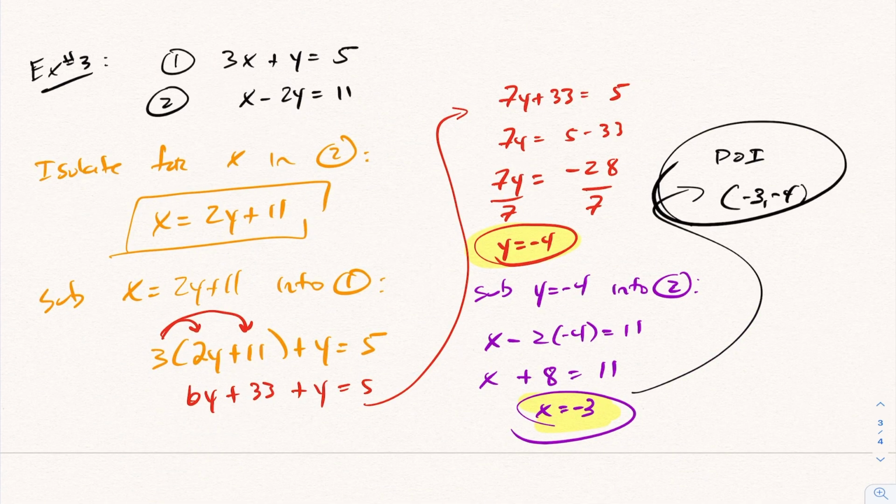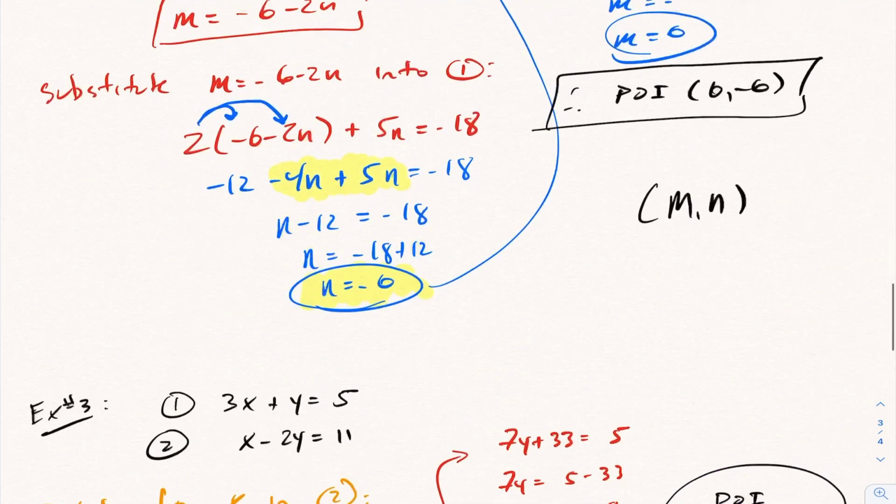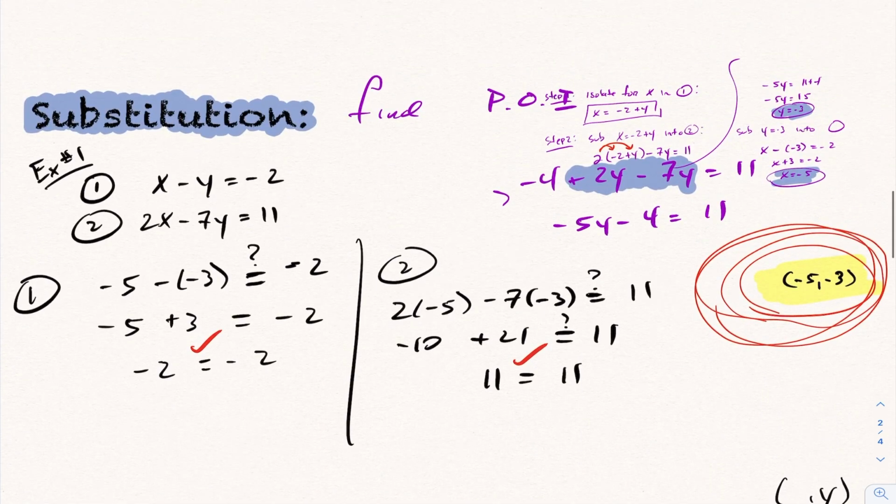Okay, so this is solving a system of linear equations using the technique of substitution.